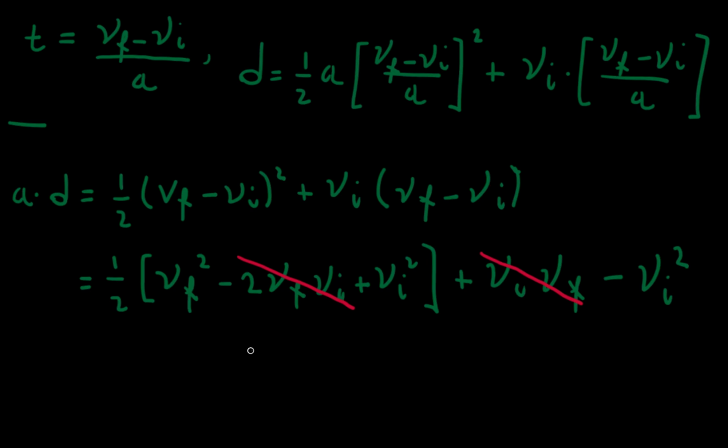So what are you left with? You're left with 1/2 of V final squared plus 1/2 of V initial squared minus 1 V initial squared. Did you get that?